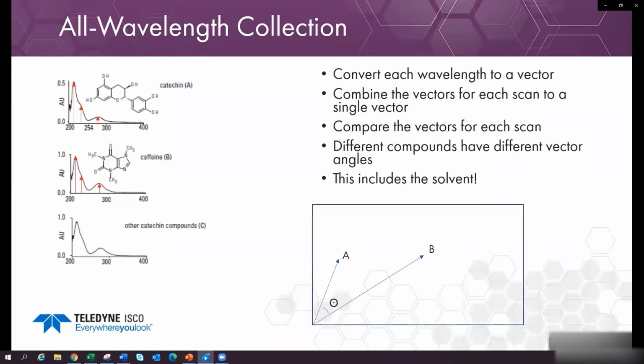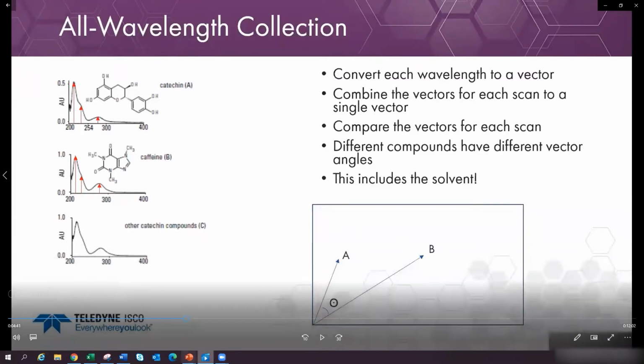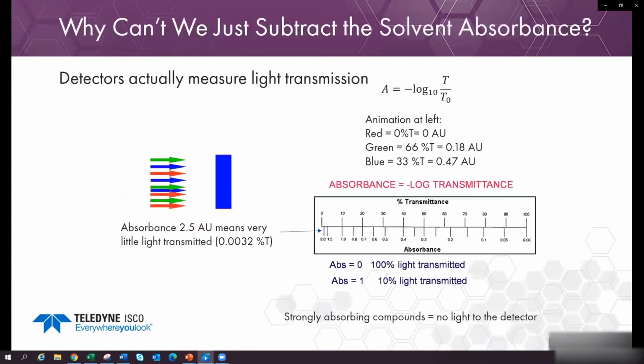Each absorbance scan, all of the wavelength absorbance vectors are combined into a single vector. Each compound has a unique composite vector, and a change in vector angle represents a change in the shape of the absorbance, and therefore it represents a change in either the compound or an impurity eluting with the compound.